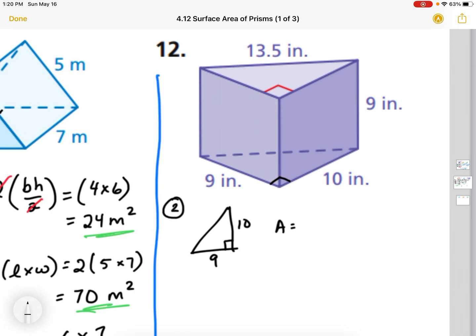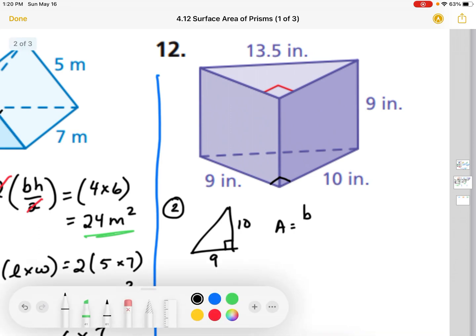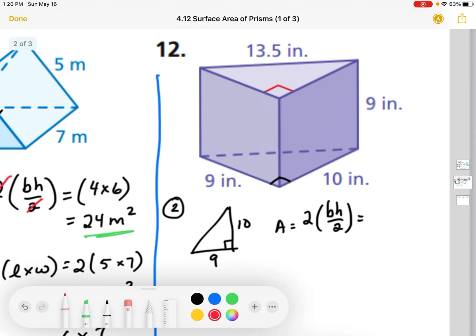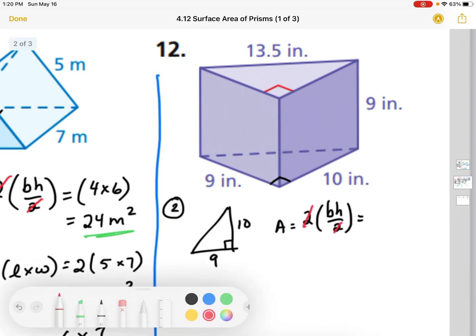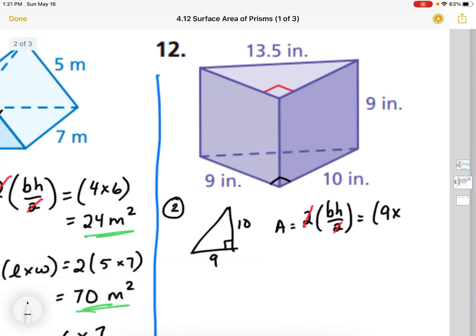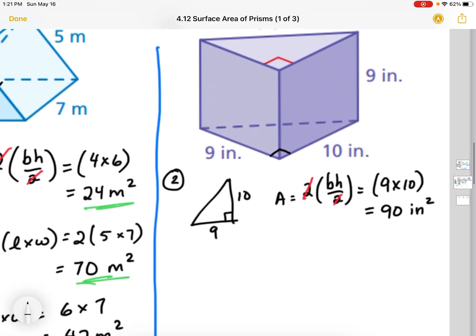So area is 2 times base times height over 2. And these will cancel out, which is 9 times 10, which is 90 inches squared. Then I have 3 different rectangles.